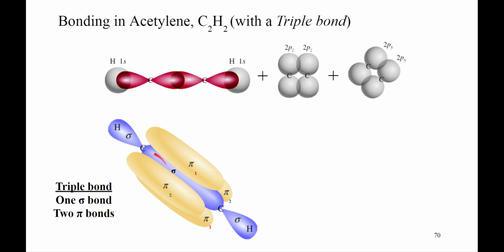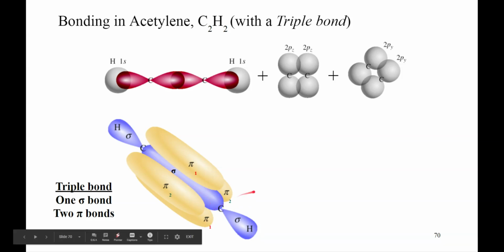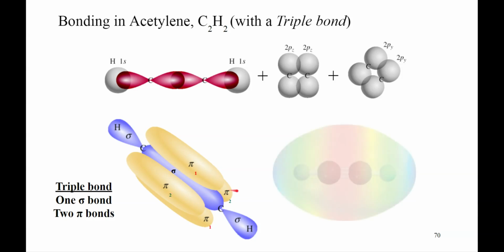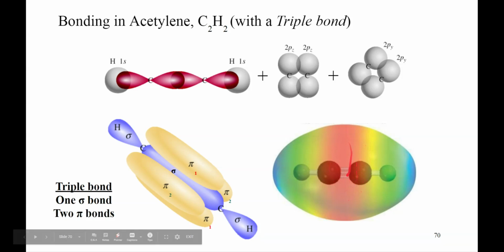So there's the sigma bond in the middle. There's 1 pi bond above and below. There's a second pi bond to the left and to the right. And so overall, the red is representing the electron density, just a whole bunch of electron density being represented in the middle. So again, we don't have quadruple bonds because there's just not really any room left for electrons to get paired up.